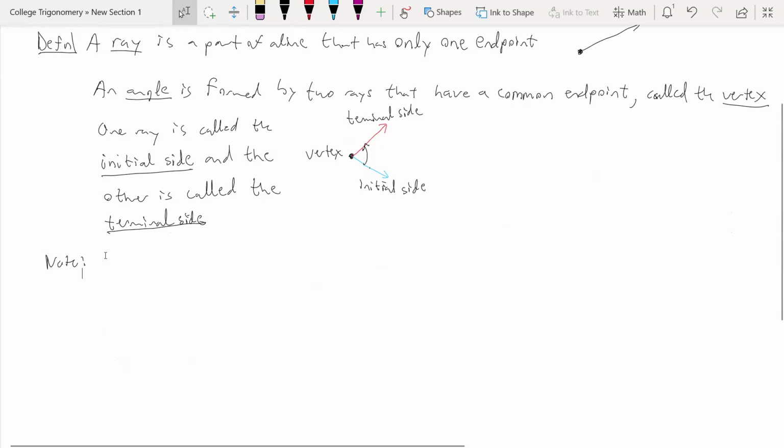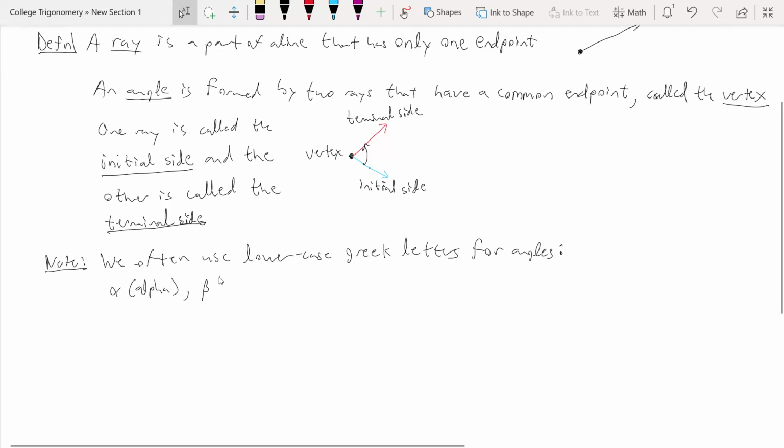We often use lowercase Greek letters for angles, right? So, for instance, here we might use alpha, right? So that's alpha. That's pronounced alpha, right?